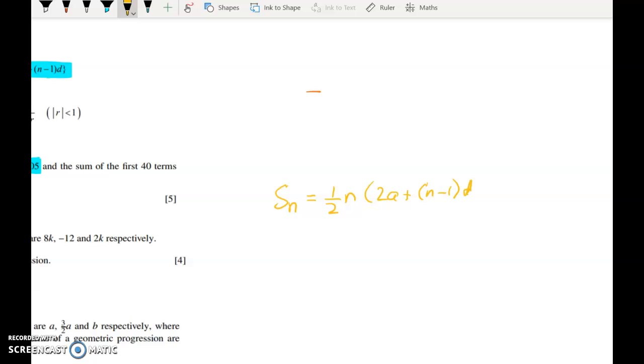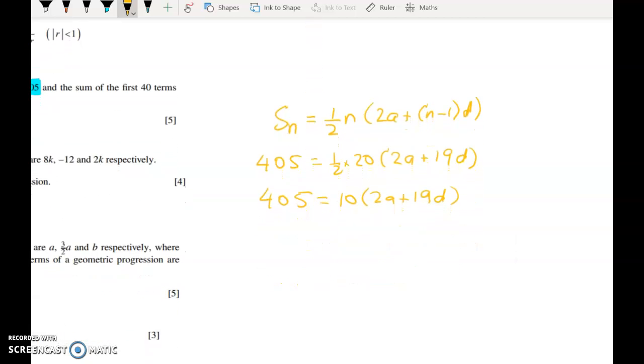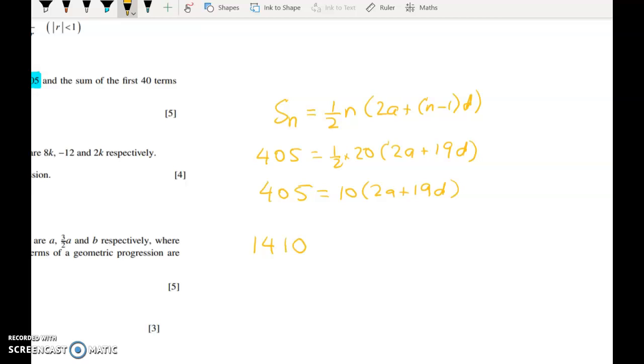And then we're going to substitute in, and we're going to do that twice over. So the sum of the first 20 terms is 405. That gives me a half times 20, and we've got 2a plus 19d. Cleaning that up gives me 405 is equal to 10 times (2a plus 19d). And I'm going to do the same thing for the first 40 terms. So 1,410 is equal to a half of 40. So I've gone straight to 20 there, times (2a plus 39d).